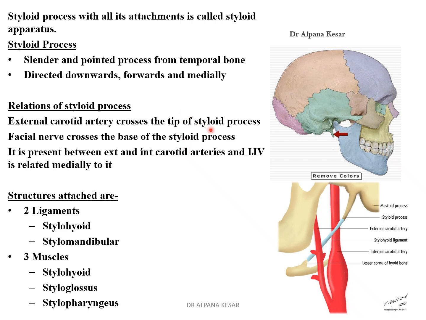External carotid artery crosses the tip of the styloid process while the facial nerve crosses the base of the styloid process. It is present between the external and the internal carotid arteries and medial to it passes the internal jugular vein. Structures which are attached to the styloid process are two ligaments, that is stylohyoid and stylomandibular, and three muscles, that is stylohyoid muscle, styloglossus and stylopharyngeus.